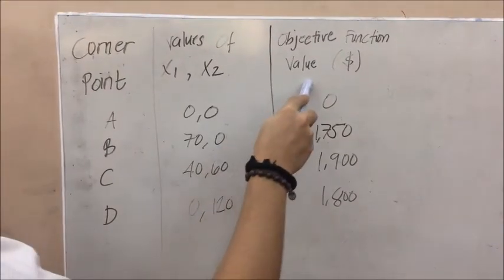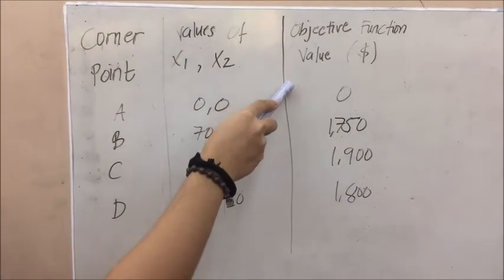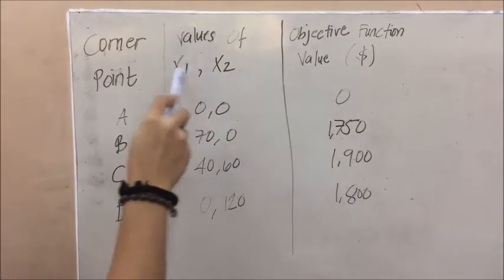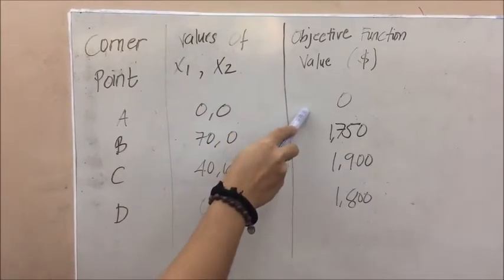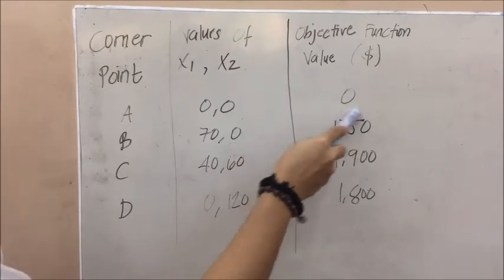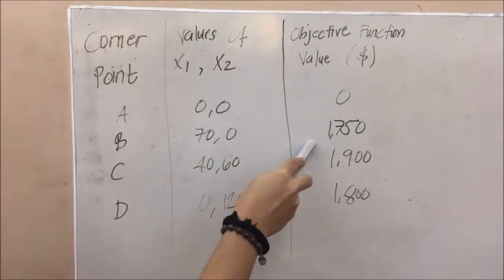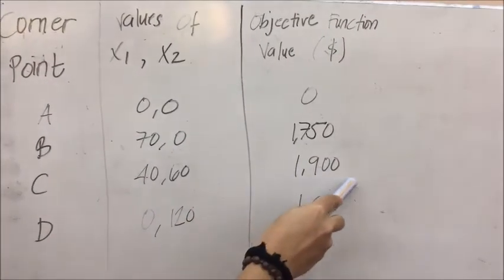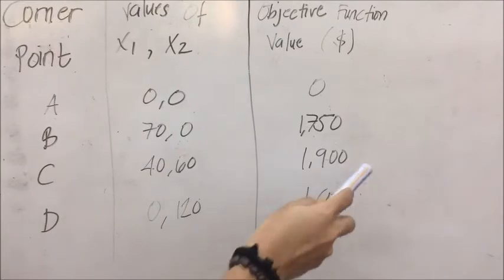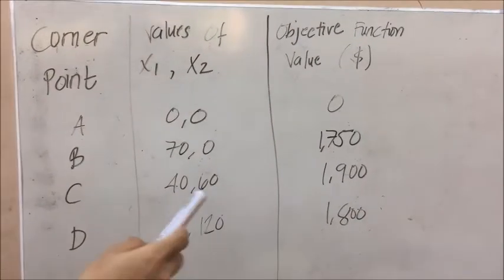Next, we should solve for the objective function value. So in solving for the objective function value, we just substitute the values of x1 and x2 into the Z formula. So in corner point A, we get $0. For corner point B, we obtain $1,750, and for corner point C, we obtain $1,900, and for corner point D, we obtain $1,800.